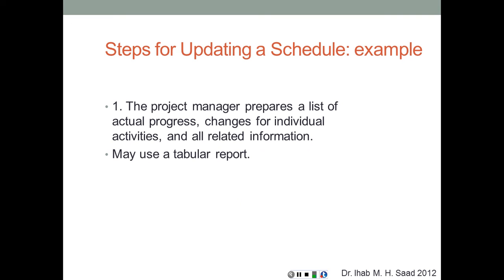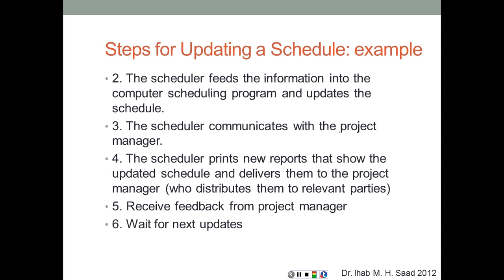So how are we going to follow the procedural and systematic steps to update the schedule? The project manager is going to prepare a list of actual progress, changes for individual activities, and all related information, and that can be done in a tabular form. So it's going to be recorded on a daily basis, which activities started, which changes have been made to the logic, and so on, which resources have been added or removed, and how is that going to impact the schedule. The scheduler is going to feed that information collected by the project manager into the computer scheduling program and update the schedule.